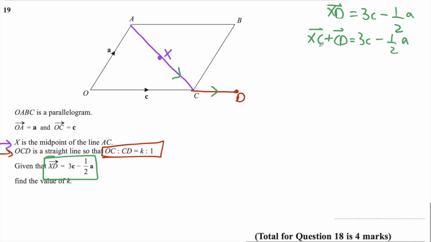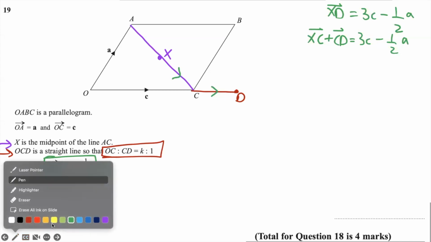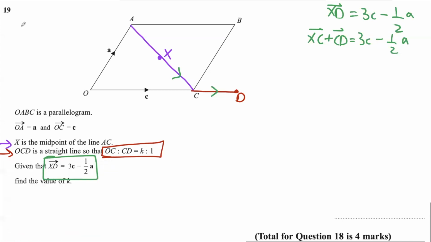Now, XC, let's just find out what that is equal to. X is, we're being told, the midpoint of the line AC, which means that XC should be half of AC, right? So half of AC, we don't know what AC is equal to, so let's just find AC.